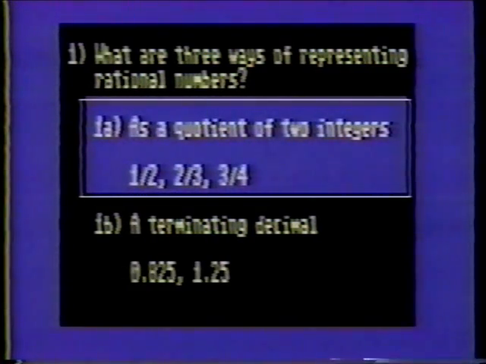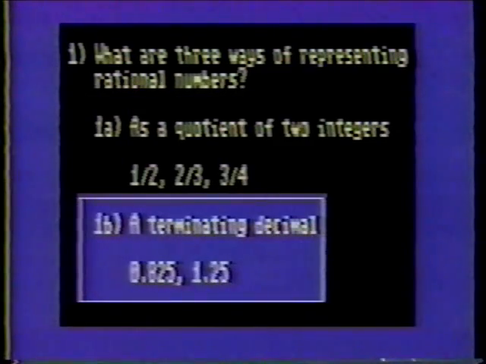Rational numbers. Number 1. What are the 3 ways of representing rational numbers? Number 1A, as a quotient of 2 integers, such as 1/2, 2/3, 3/4. 1B, as a terminating decimal, 0.825 and 1.25.